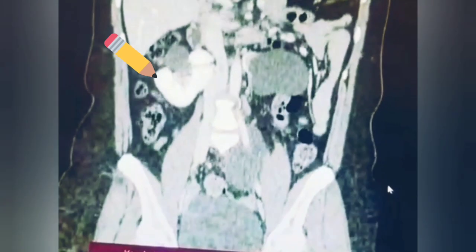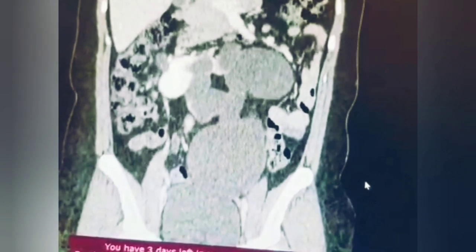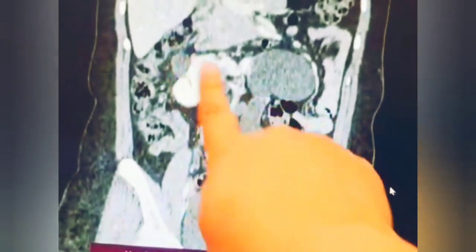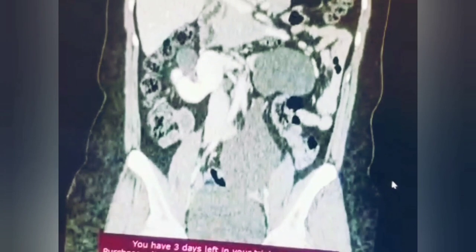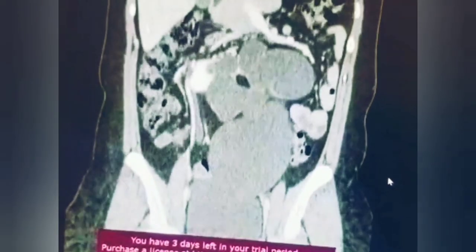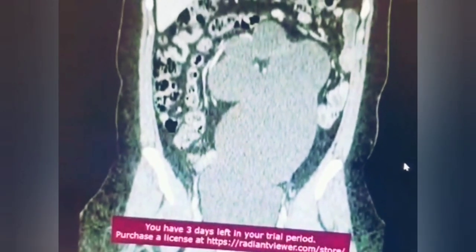And this is the normally placed right moiety of the horseshoe shaped kidney, of which we can see the left moiety. Here seems to be the isthmus that joins the right and left moieties. You can see this isthmus is vascular and carries vascular supply to the left kidney.